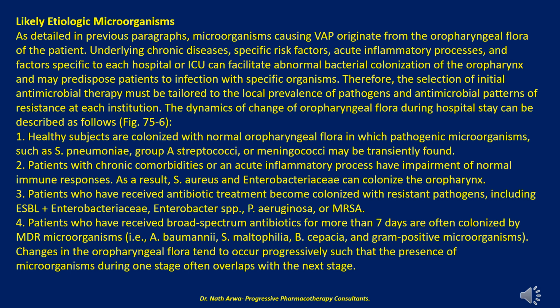The dynamics of change of oropharyngeal flora during hospital stay can be described as follows, as shown in Figure 75.6. 1. Healthy subjects are colonized with normal oropharyngeal flora in which pathogenic microorganisms, such as Streptococcus pneumoniae, group A Streptococci, or Meningococci may be transiently found. 2. Patients with chronic comorbidities or an acute inflammatory process have impairment of normal immune responses. As a result, Staphylococcus aureus and Enterobacteriaceae can colonize the oropharynx.